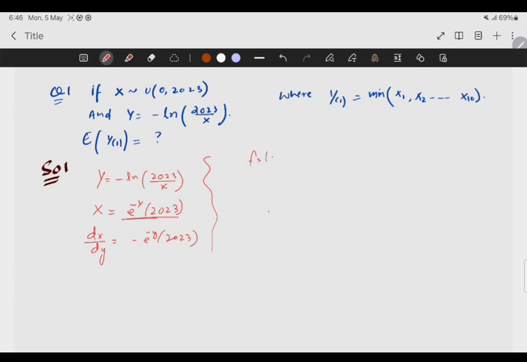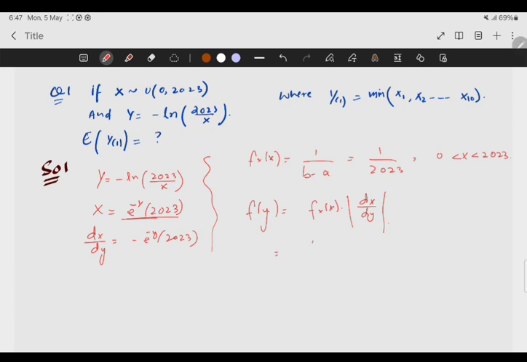Now see, what is f of x? That is 1 upon b minus a, that is 1 upon 2023, where x lies between 0 to 2023. Clear? This is f of x. Now what is the new function, that's f of y? That will be nothing but the old function multiplied by the Jacobian, dx upon dy, but in mod. That is the Jacobian, which is in modulus.